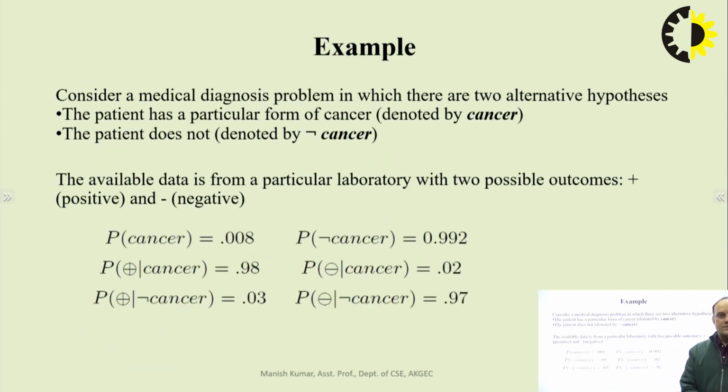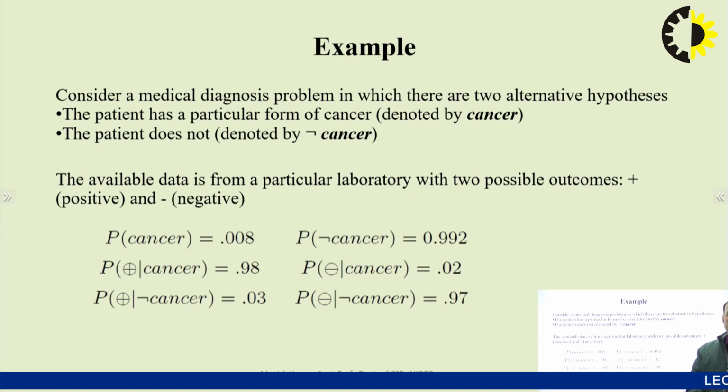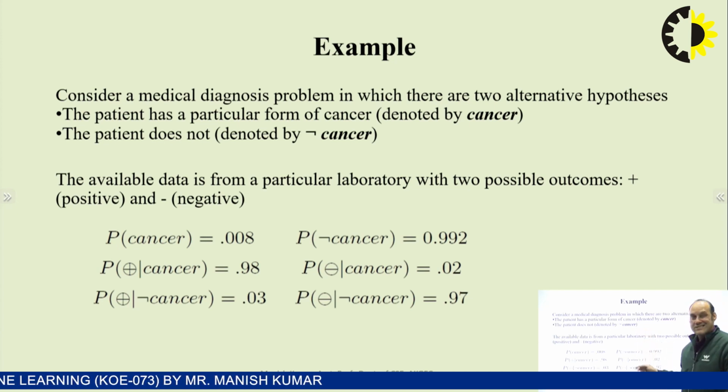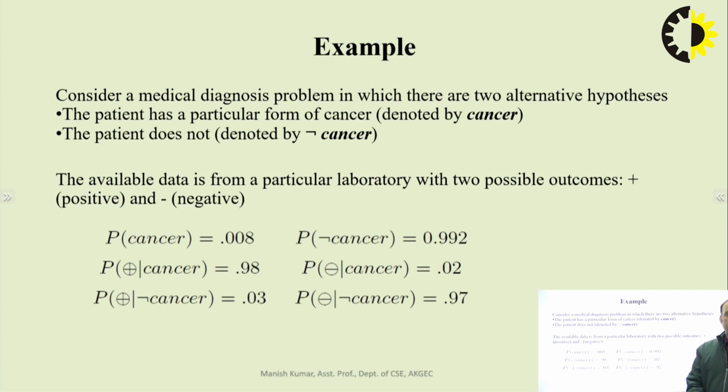Consider this example, a medical diagnosis problem in which there are two alternative hypotheses: the patient has a particular form of cancer, which I have denoted by cancer, and the patient does not, denoted by the negation of cancer. This example is taken from Tom Mitchell's book. The available data is from a particular laboratory with two possible outcomes, positive and negative. So the data is given, and we have to find whether the patient has cancer or not. The probability of cancer is equal to 0.008. This data is given in my example.